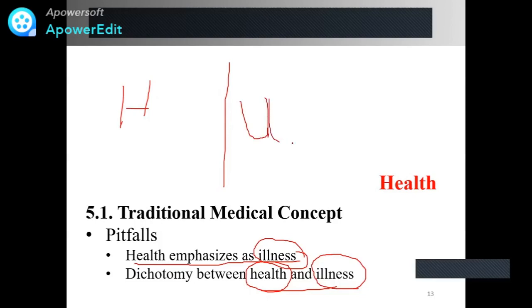Unhealthy people. That is two categories, a dichotomy. One category is healthy, the other one is unhealthy. Therefore, according to the traditional medical concept, they fail to explain the in-between situation of health and unhealth. In between, there is a vacuum, a lack of ideas under the traditional medical concept.